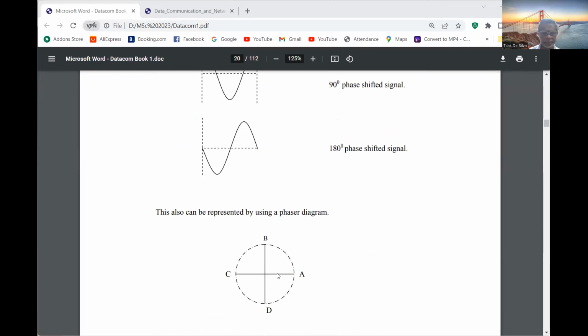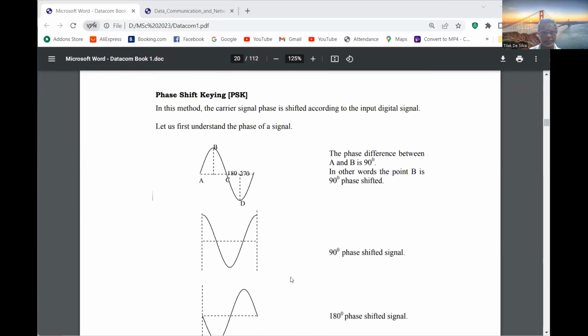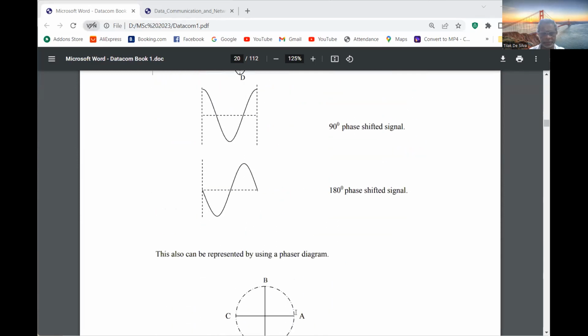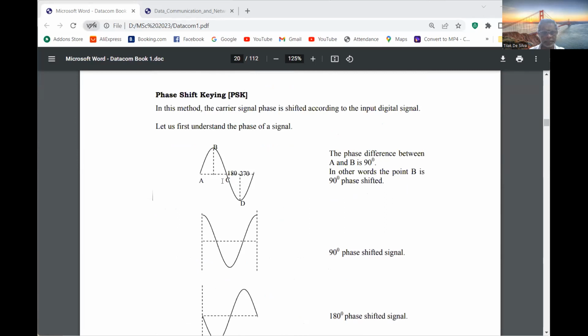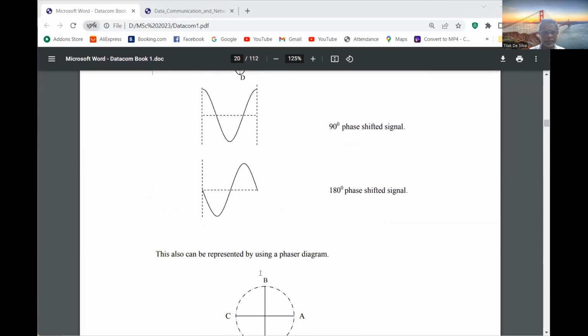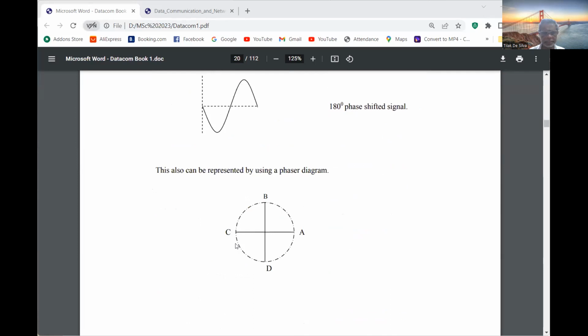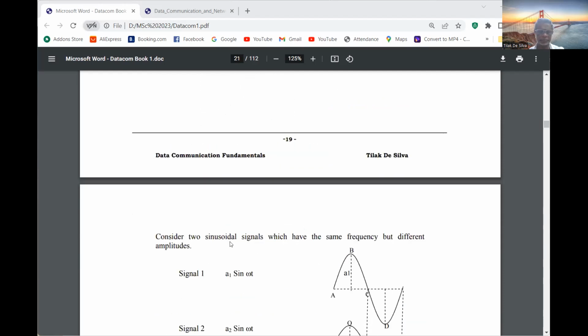So this can be represented in a phasor diagram like this. Position A, you can show 0 degrees, it is here. Position B, 90 degrees, it is here. Position C, 180 degrees, it is here. So it is easy to understand by using a phasor diagram.